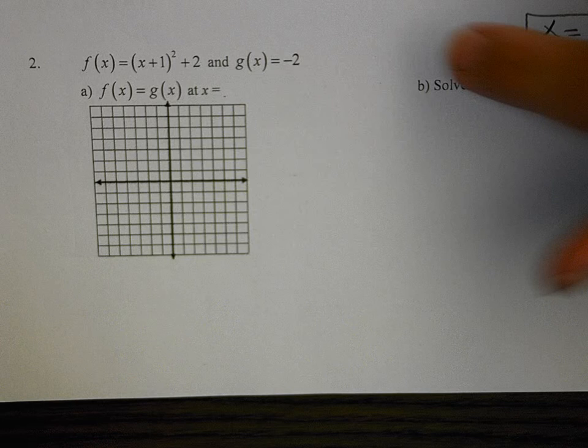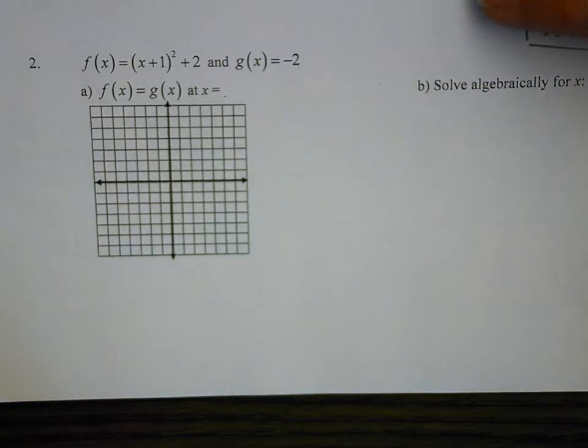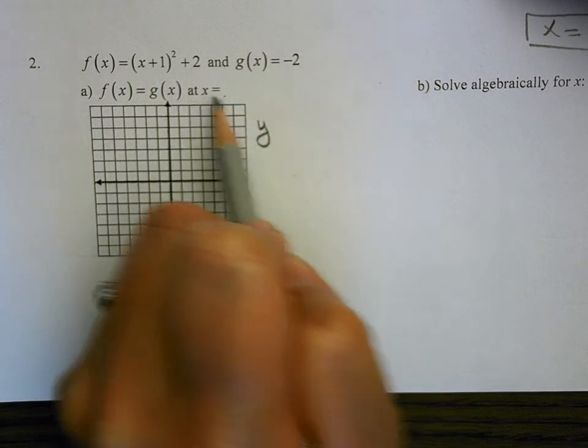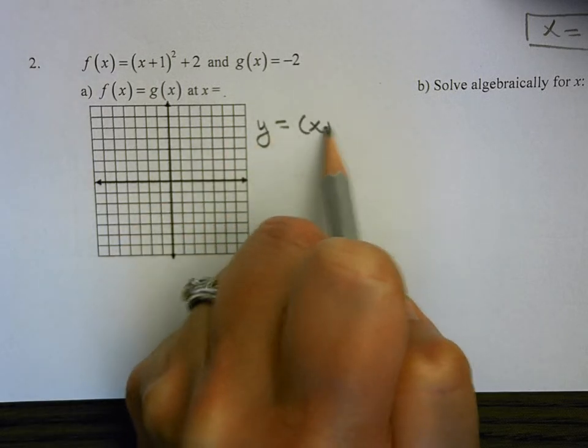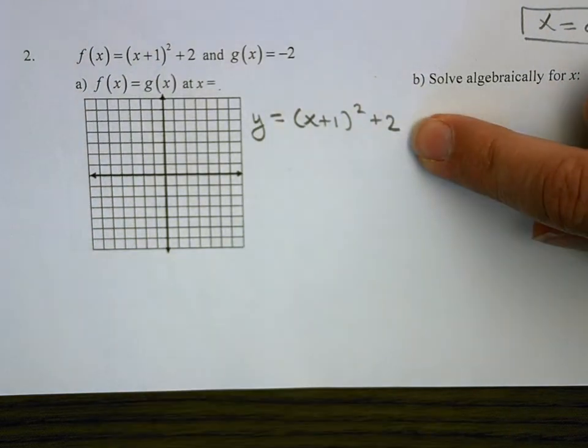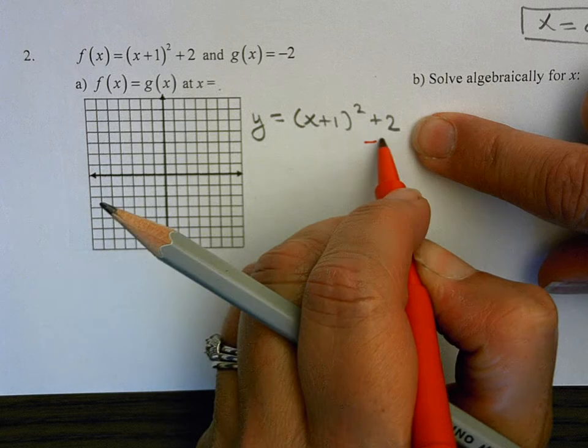Okay, so let's go ahead and start with the graphing piece of it. So I'm going to go ahead and rewrite this as y equals for f of x. And then I want to make sure this is in vertex or descriptive form, so I'm going to subtract 2 from both sides.